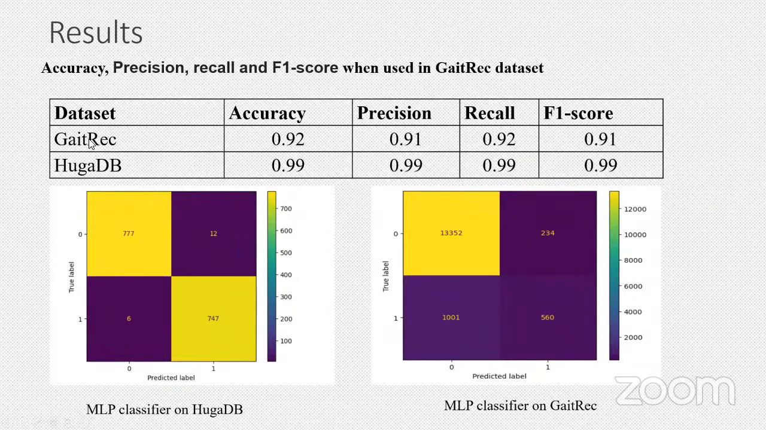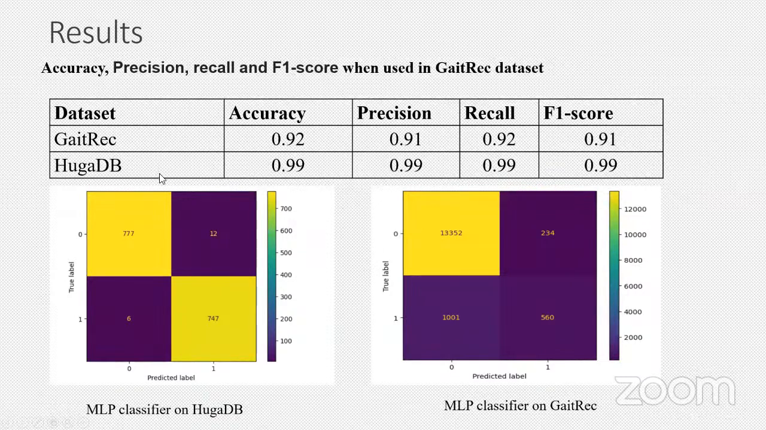So on the Gateway data set, the MLP had an accuracy of 92%. On UGADB, it had an accuracy of 0.9, that is 99%. So it performed very well, and we can also see the confusion matrix here, explaining how the performance was done.